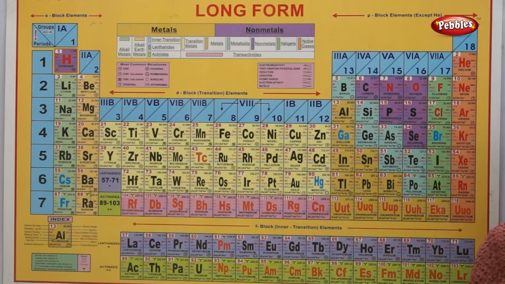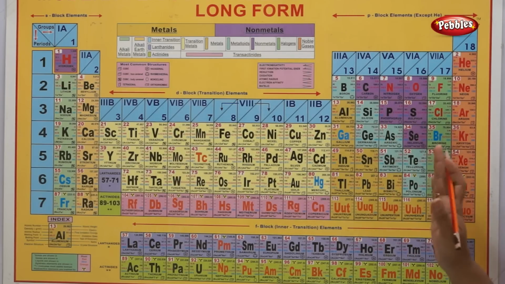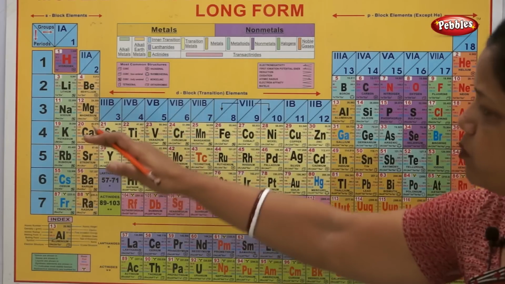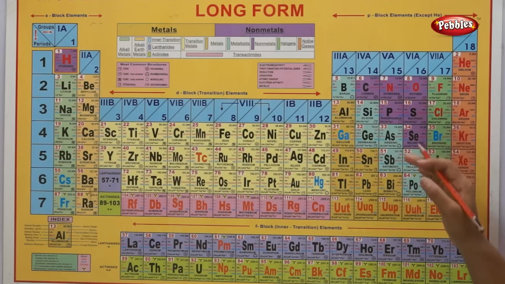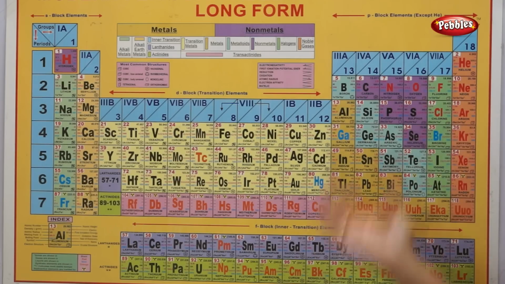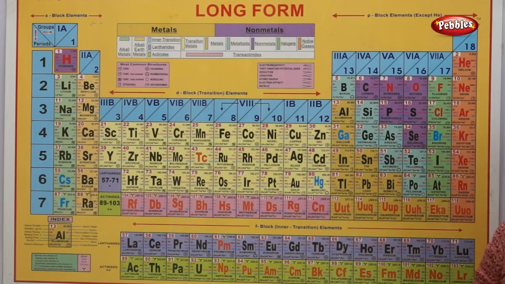Now what are periodic properties? The properties which show various gradation when we move down the group or across a period. We are going to see some properties which come back again and again, and they show a gradation in the properties. What are these properties? These properties are called as periodic properties.